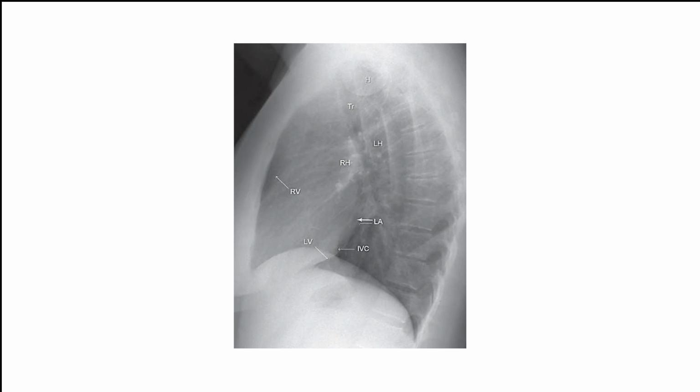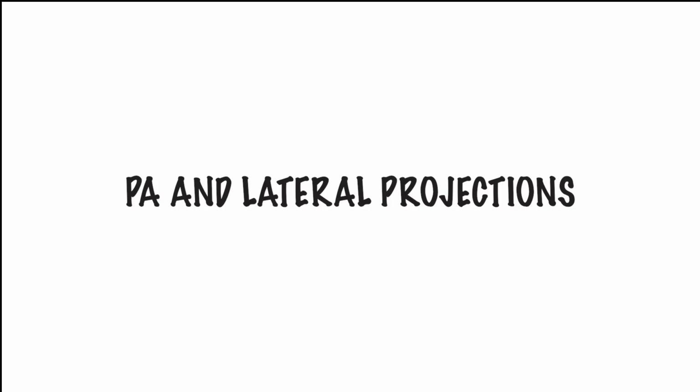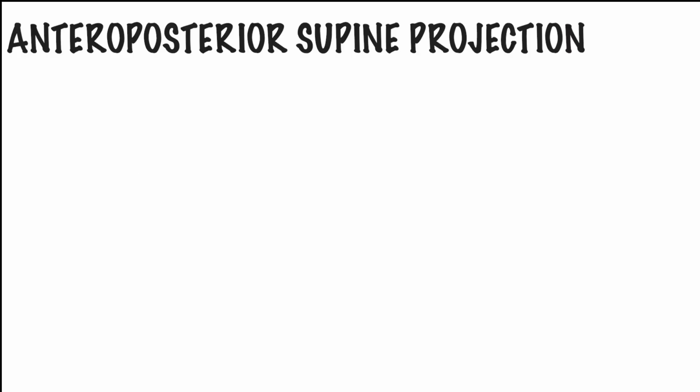Here is a picture of a lateral X-ray. So far, we have discussed PA and lateral projections. One other projection is the anteroposterior projection. In this projection, the X-ray film is placed behind the patient, while the X-ray tube is in front of the patient, and the X-rays move from an anterior position to a posterior position through the patient's body.